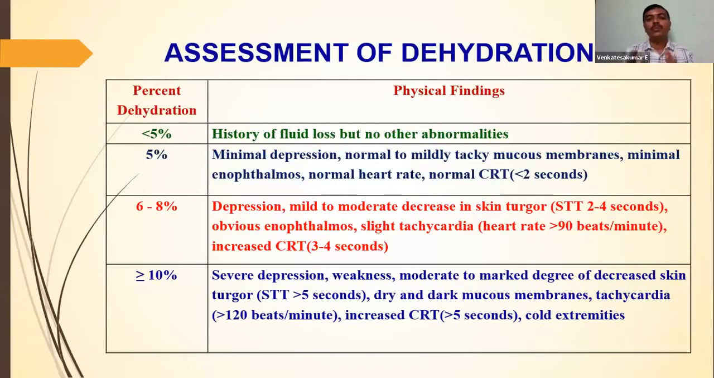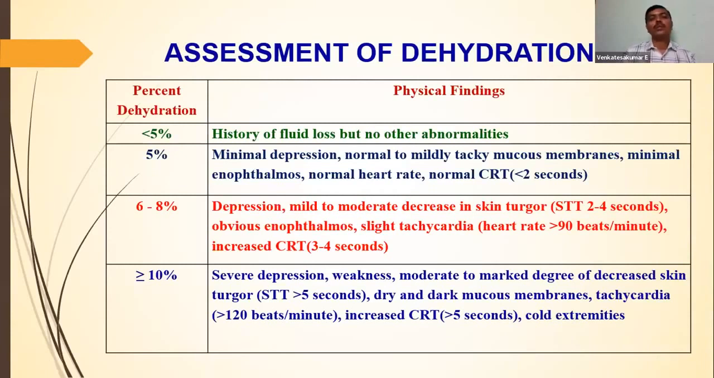So if you are observing this clinical entity, we can very well appreciate that the animal is going to have 6 to 8% dehydration. Up to 8% dehydration, the thumb rule is that we can very well maintain oral fluid therapy. And if there is more than 8% dehydration, there should be some intravenous parenteral administration of fluids. This is a thumb rule.